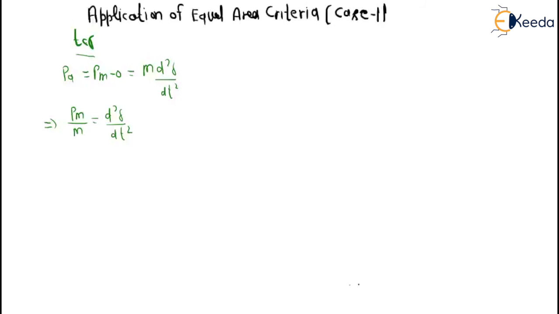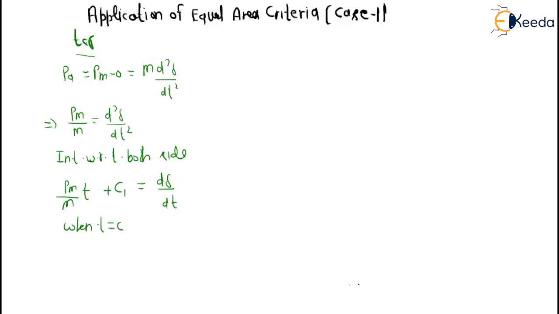Integrating with respect to t on both sides, what will we get? We will get Pm upon M T plus C1, a constant, is equal to d del by dt. So now we are going to calculate the value of C1. We know that when T is equal to 0, it means when the fault has just occurred.